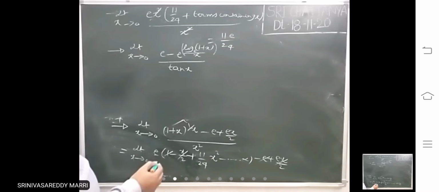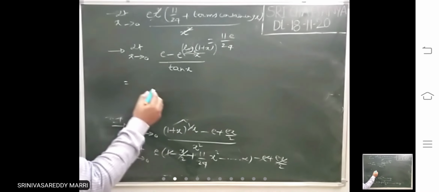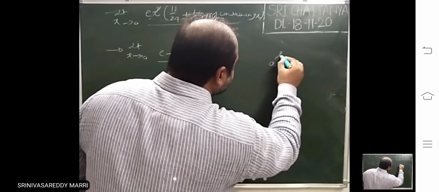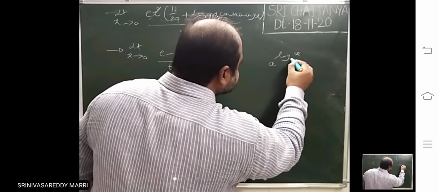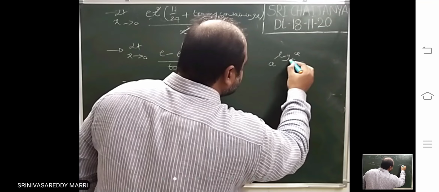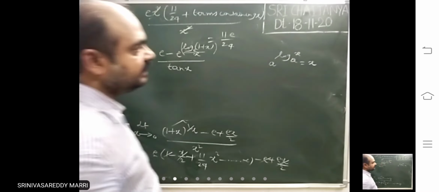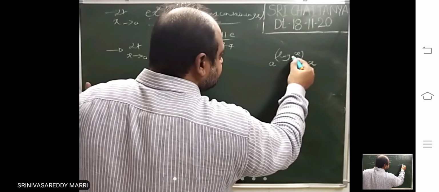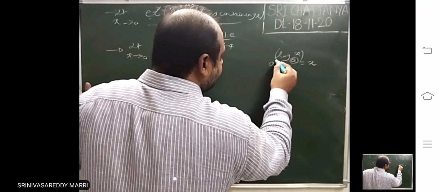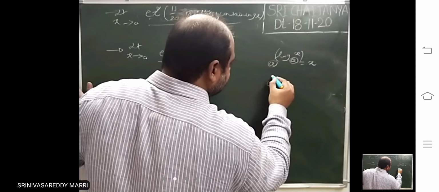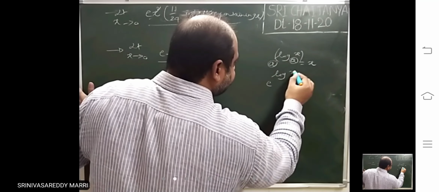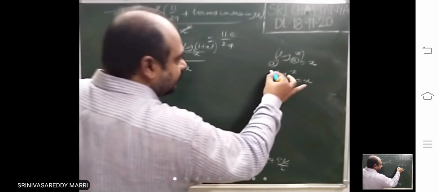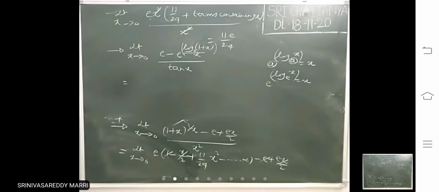Now what I am doing is, we have the formula, always remember, a to the power log x to the base a. Logarithm formula: a to the power log x to the base a is x. If this and this are the same, then x. Similarly, in calculus, e to the power log x to the base e is x.